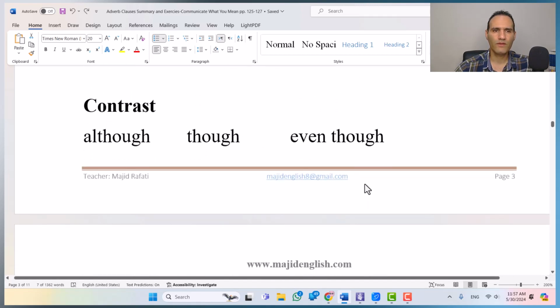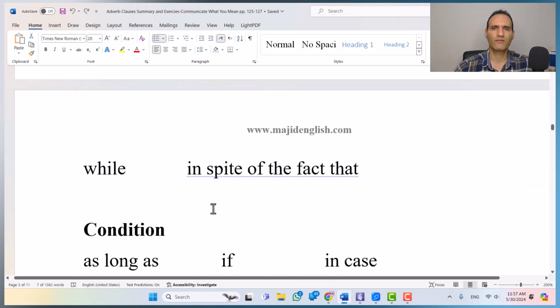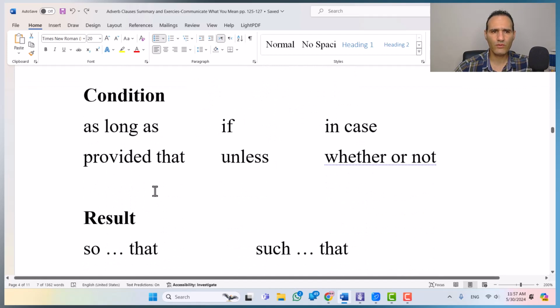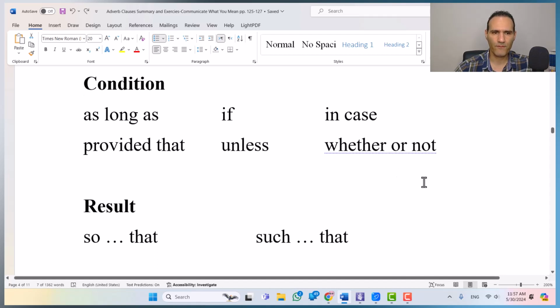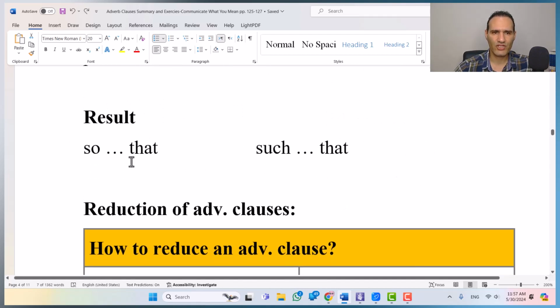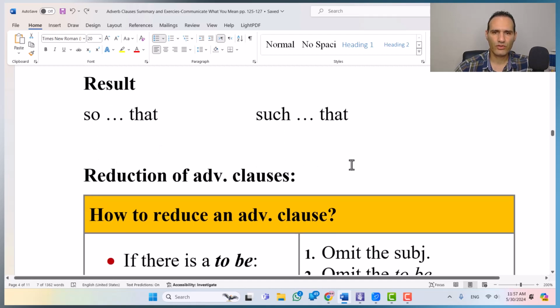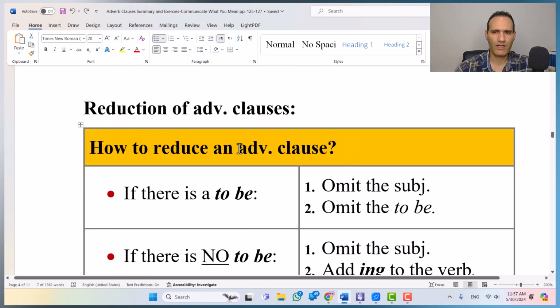We have covered all of them. Contrast, although, though, even though, while, or in spite of the fact that. Adverb clauses of contrast. Condition we talked about: as long as, if, in case, provided that, unless and whether or not. Result, so adjective that, so adverb that, so many or much noun that, and such adjective noun that. We talked about them. And on page 122, page 124, these two pages, we talked about reduction of adverb clauses.